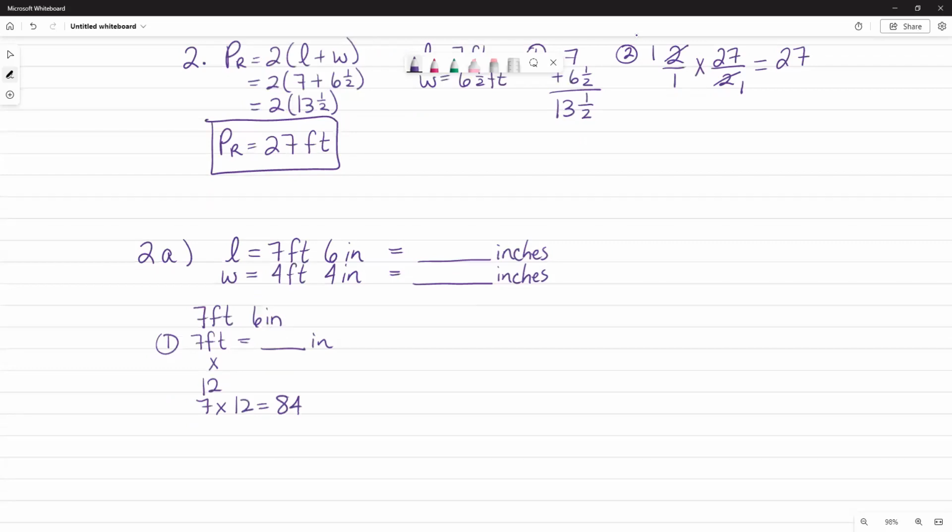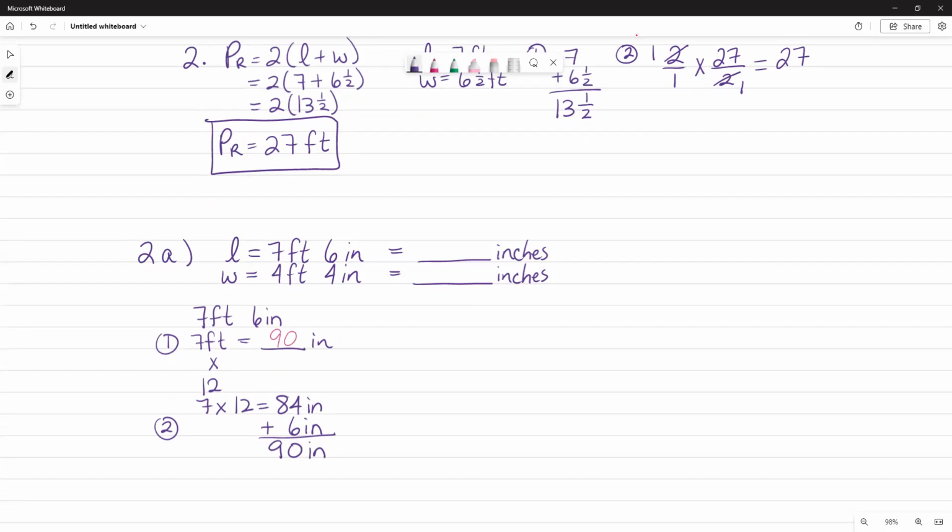But now we have the second step. We have to add that additional 6 inches. So this is 84 inches, but we've got to add the 6 inches to that 7 feet, that 84, to get our total inches. So that's 10, carry my 1, is 9. So I know that 7 feet, 6 inches, I'm going to put this in a different color so I don't lose it, is 90 inches.